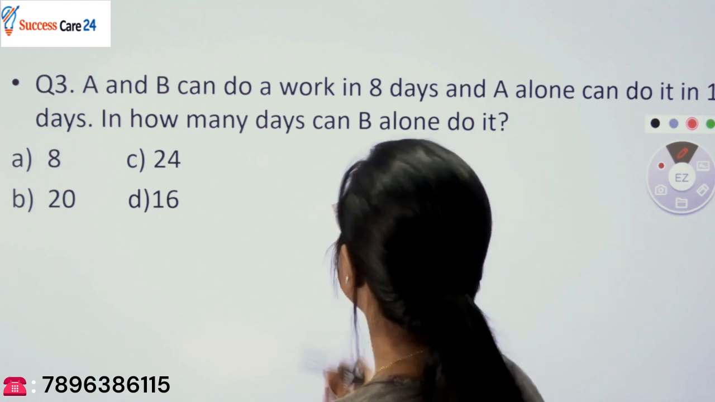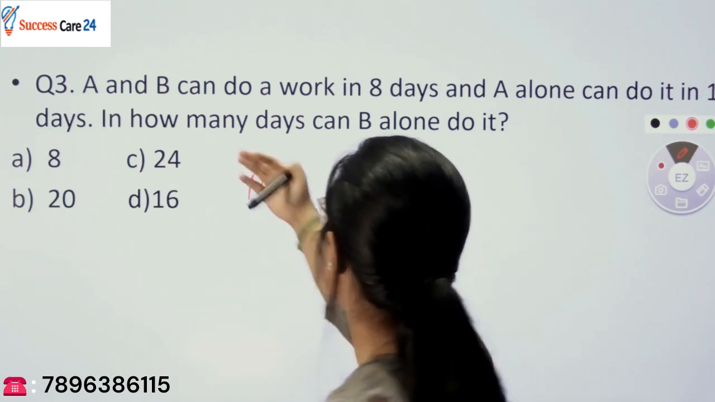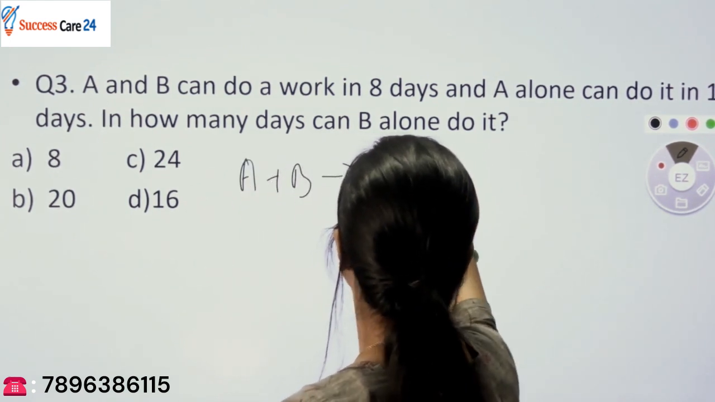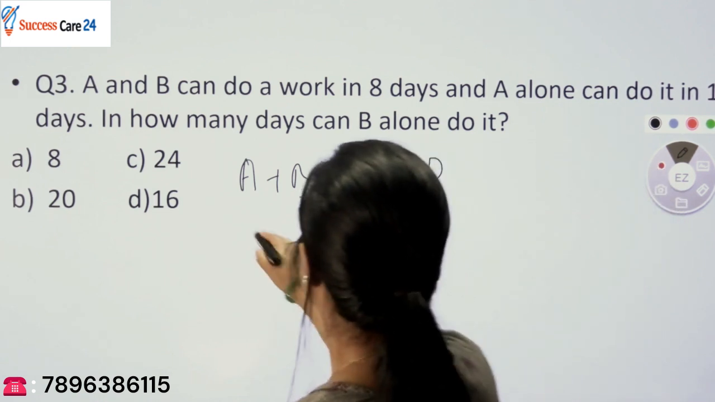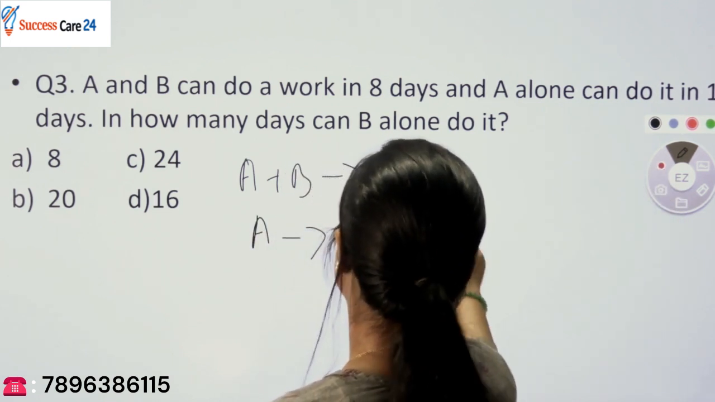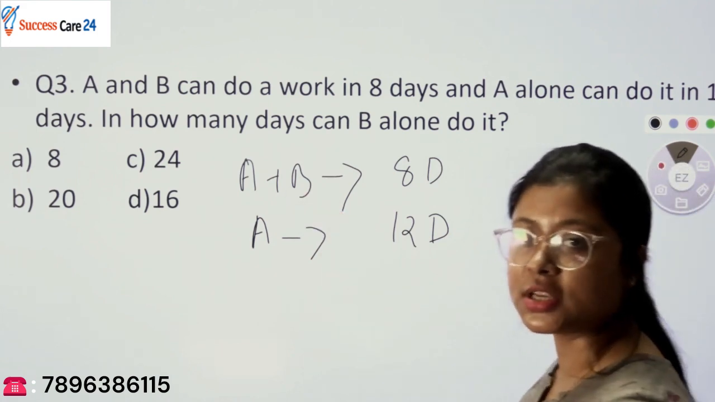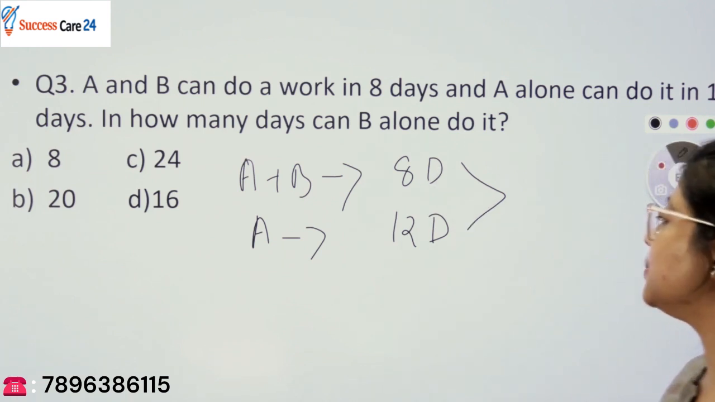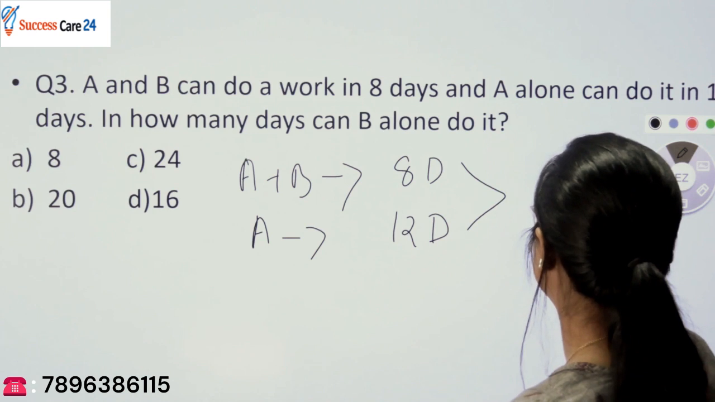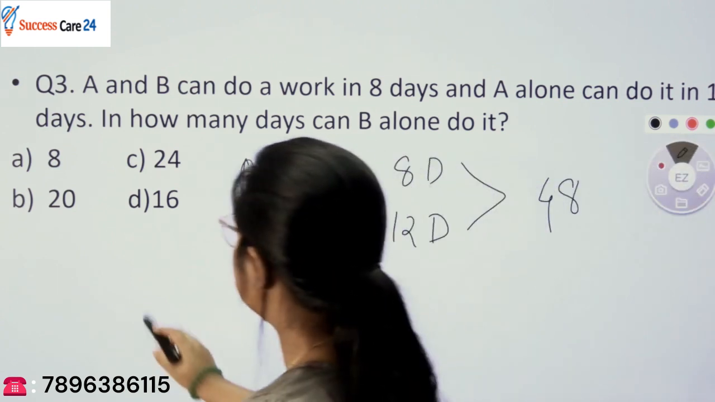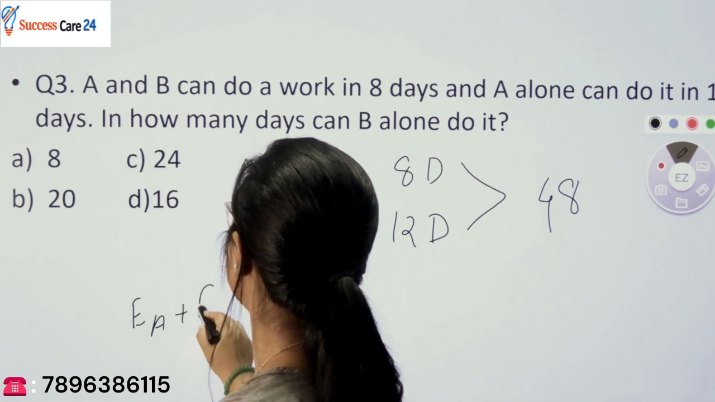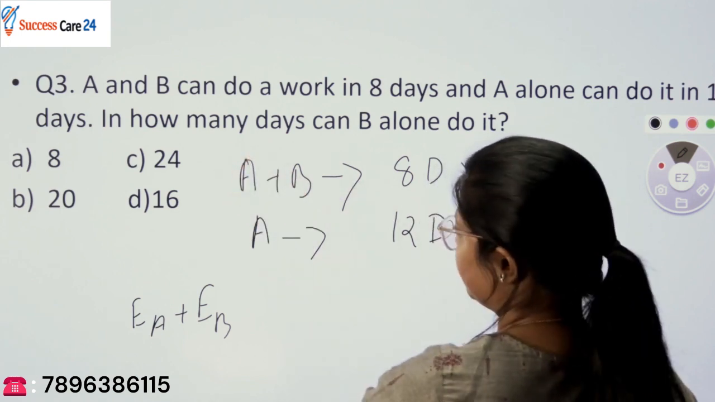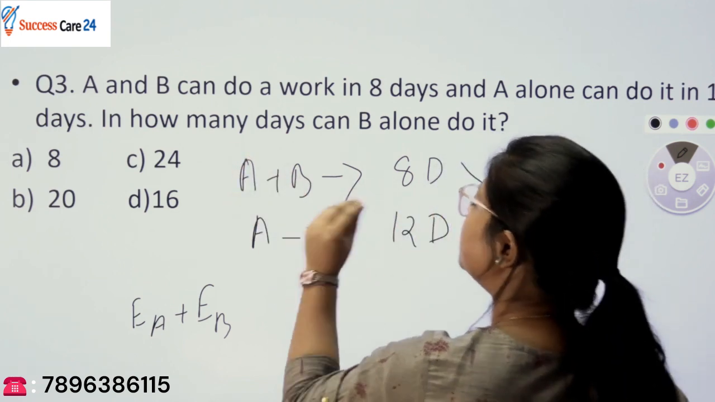A and B can do a work in 8 days. So here you are given that A plus B can do that work in 8 days. Fine. And A alone can do that same work in 12 days. This is given in your question. Now, what you need to do is take the LCM of 8 and 12. What would be the LCM of 8 and 12? It would be 48. Okay. So 48. That means the combined efficiency of A and B would be how much? Because 8 days is the time required by both A and B, isn't it? 8 days is the time required by both A and B.